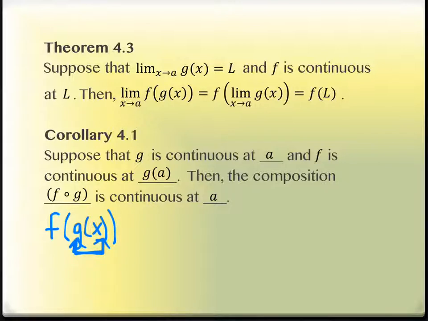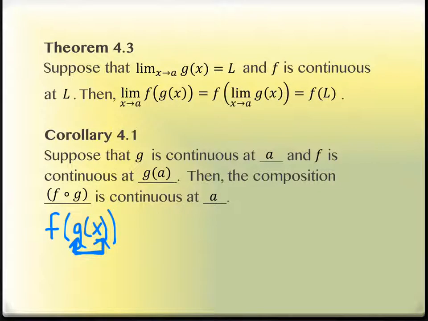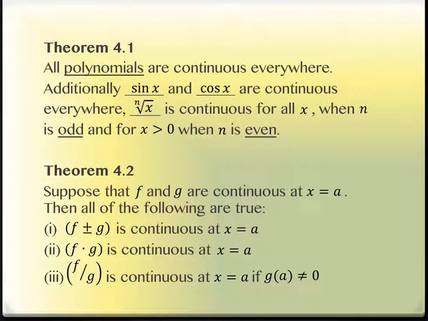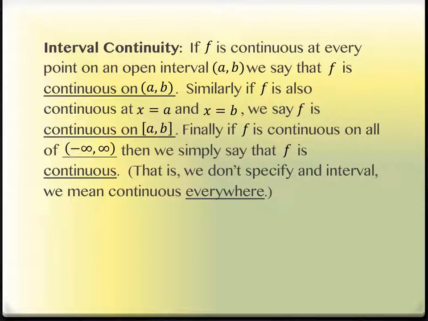There's one more about interval continuity. All of the continuity theorems up to this point have said continuous at a particular point, continuous at L, continuous at a. And then we have a few things that say continuous everywhere. Here's continuous at a. You notice those notations? Well, this one actually says that we can do it on an interval. It doesn't have to be at just one place.